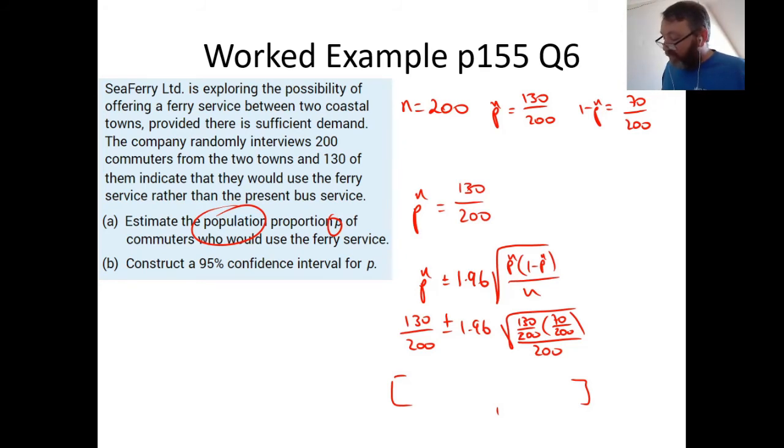So let's do the same again on the calculator. Fraction 130 over 200. This time get the lower one first, so minus 1.96 times the square root of the fraction, which is again 130 over 200. Then brackets, fraction 70 over 200. And press the keys slowly, because sometimes the more you put onto a screen, the slower the calculator gets. All over 200. Okay, then press equals.